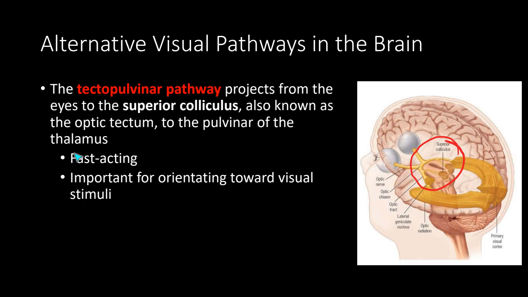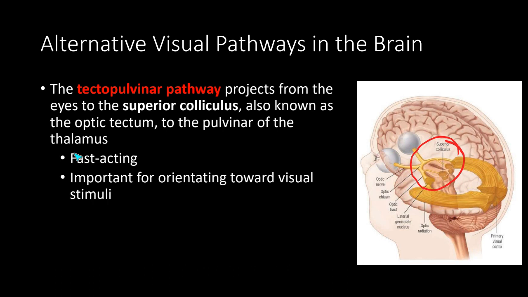So this pathway is very fast acting, and it is important for providing us with information about absolute spatial information of objects. And it's very important for orienting towards visual stimuli. If you think about seeing a flash of something out of the corner of your eye, you immediately orient towards the flash. So that is the tectopulvinar pathway at work.